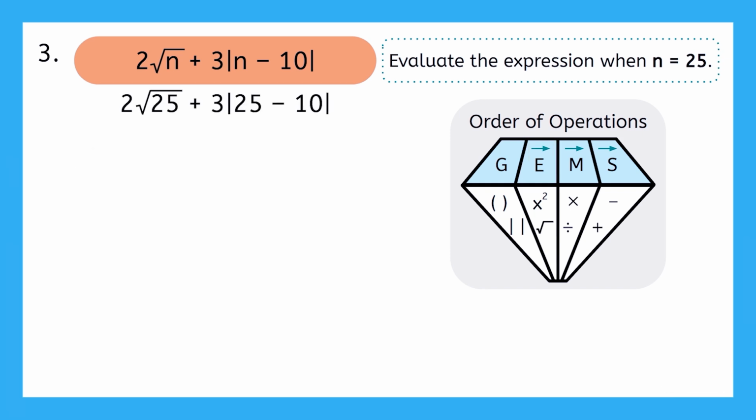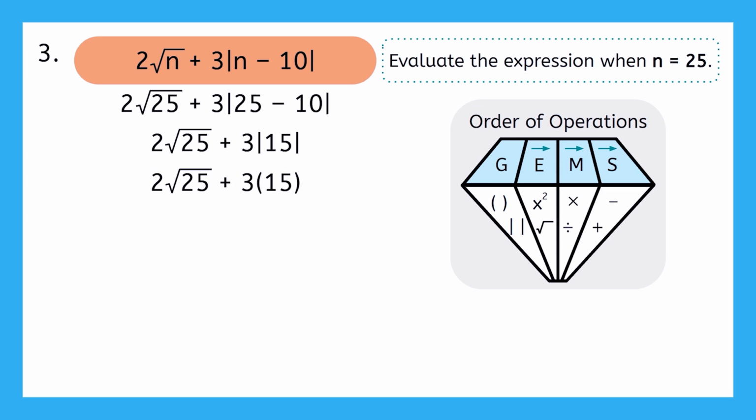All right, check your work. First, we want to evaluate the grouping 25 minus 10 inside the absolute value bars, and then take the absolute value. 25 minus 10 is 15, but what's the absolute value of 15? Remember, absolute value is always positive because it describes a distance, so it's just 15. Let's make sure to put 15 inside parentheses, though, to remind us to multiply by 3. Now we have 2 root 25 plus 3 times 15. What's next?